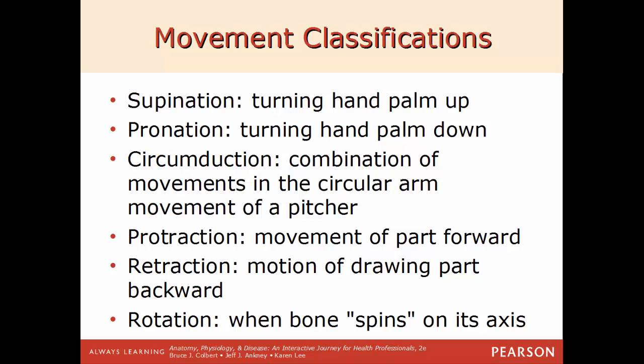Circumduction, you are being able to move in a circular path. So when an explorer circumnavigates, circum is always a reference to a circle or circular. Protraction, moving a body part forward. Retraction, moving a body part backward. So pro means forward, re means back. And then rotation, when a bone will spin on its axis.